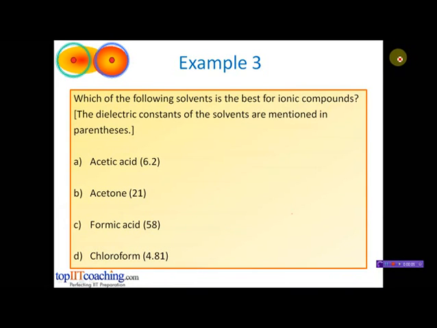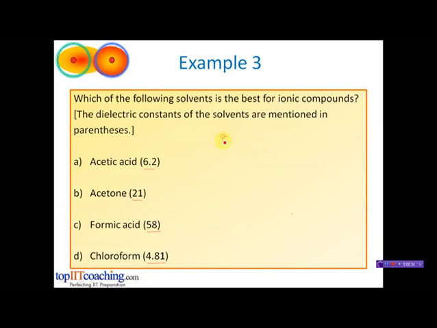Third question, which of the following solvents is best for ionic compounds? The number mentioned in the parenthesis depicts the dielectric constant of that solvent. The four solvents given are acetic acid with dielectric constant 6.2, acetone with dielectric constant 21, formic acid with dielectric constant 58, and chloroform with dielectric constant 4.81.